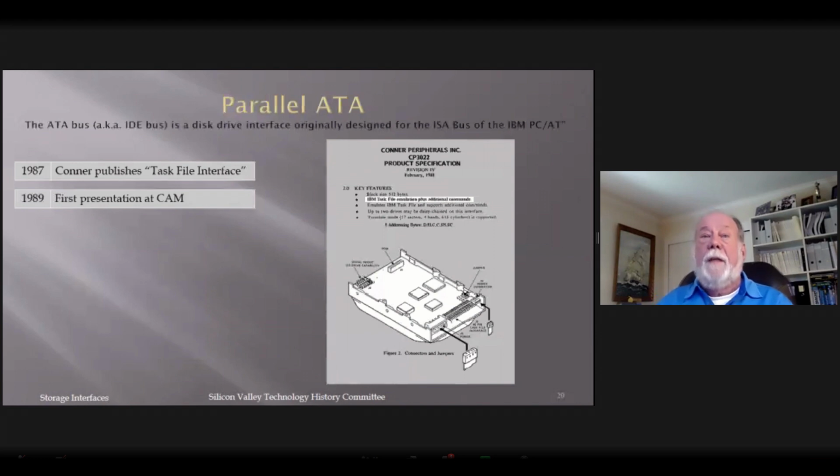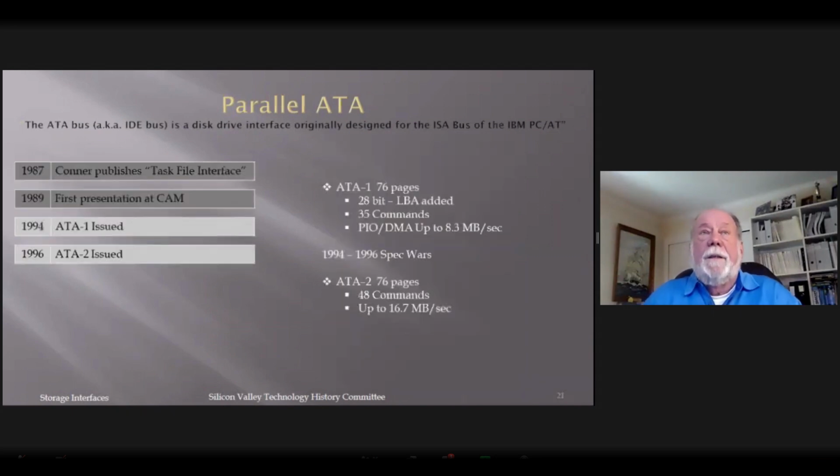Connor actually published the first task file interface specification, as they call it, which didn't get to the ANSI committee until 1989. Here's a picture from some of their literature. LBAs were included, but really not supported by any software. So we have the physical problems in the interface with this was a cylinder head sector physical interface. It got presented in '89, but it didn't get published until 1994. At that time, LBA was added, but really not used.